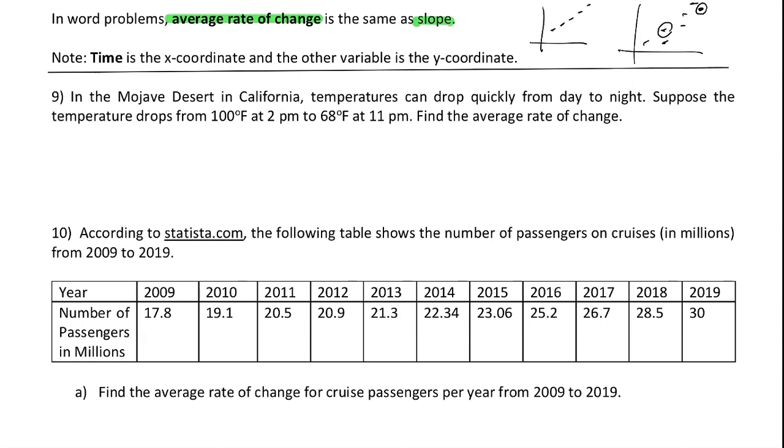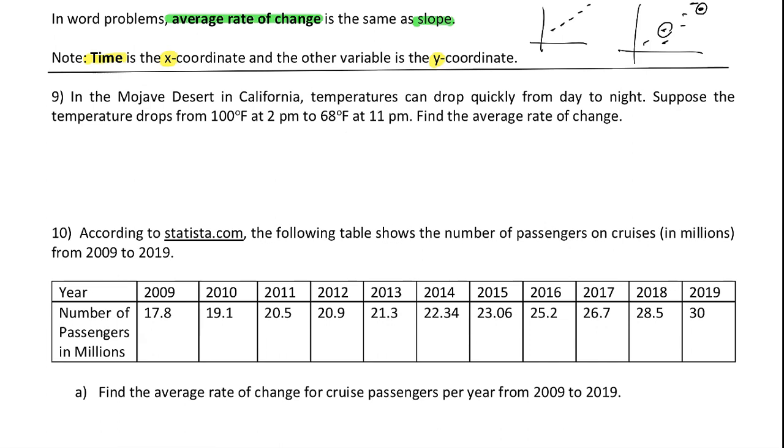Something helpful when you're doing word problems is to know that time is the x-coordinate, and the other variable is the y-coordinate. So if you're ever confused which should go on top or bottom, time is often in the denominator, and the other variable is in the numerator.